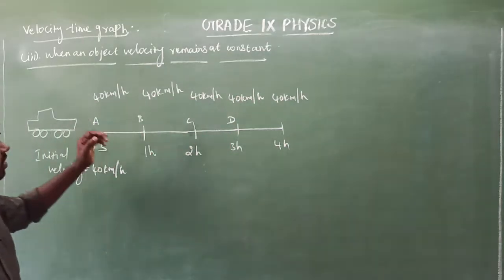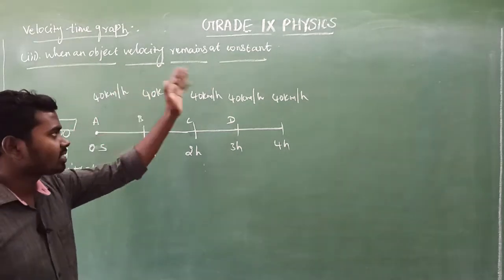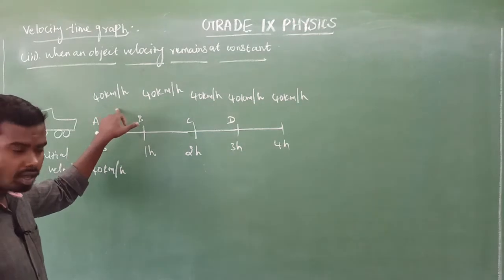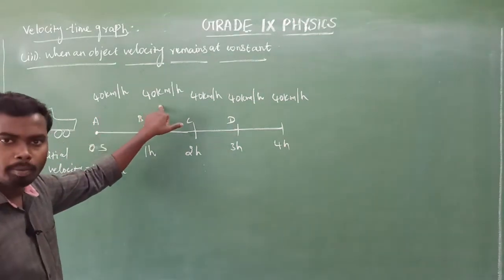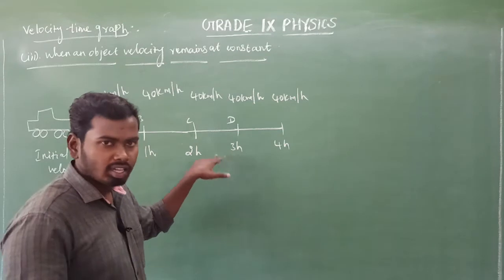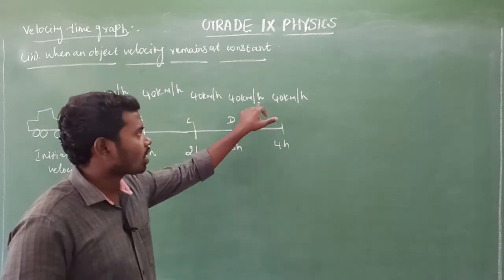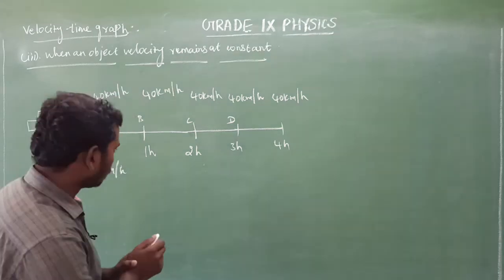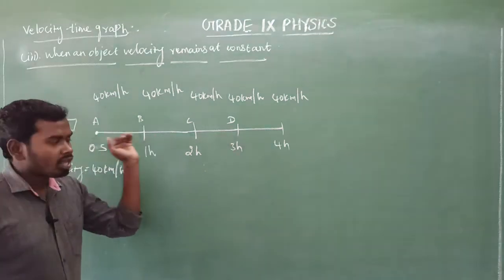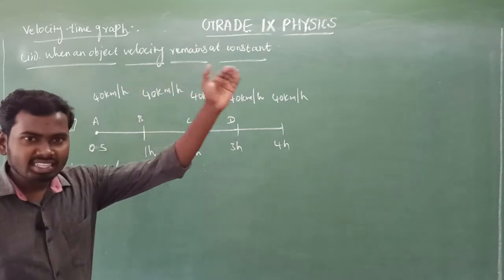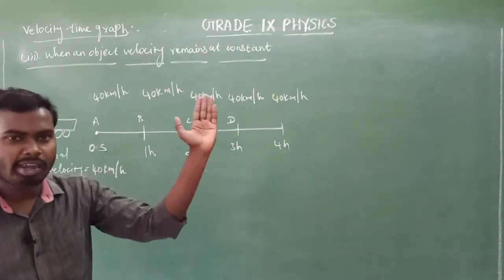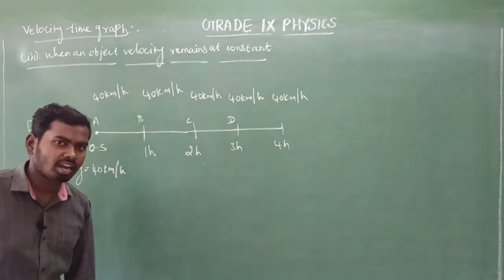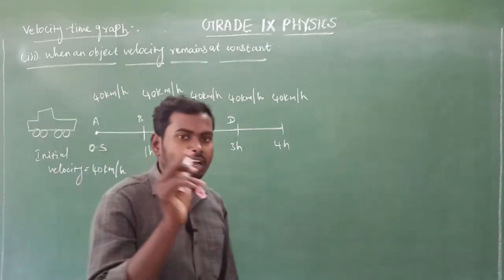Is it clear? So that is known as when an object's velocity remains constant. The first 1 hour the object velocity is 40 km per hour, second 1 hour the same 40 km per hour, next 1 hour 40 km per hour, last 1 hour also 40 km per hour. So whatever the time, the velocity of the object remains constant, that is 40 km per hour. There is no change in velocity. That is called constant velocity. Note this point.